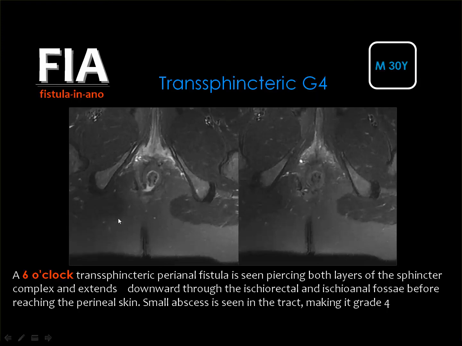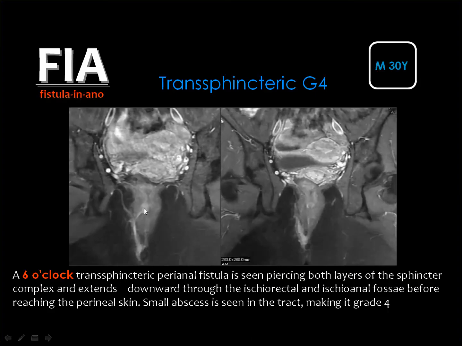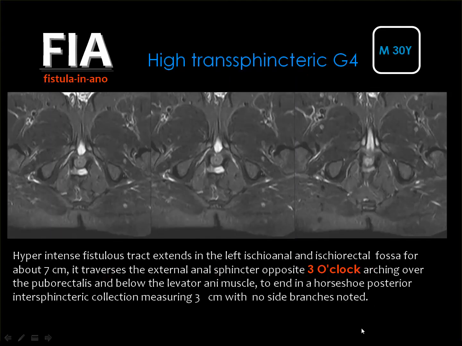If the fistula is associated with an abscess or side branch, then you consider grade 4. Here we have an internal opening at 6 o'clock, and this is the track of the fistula going through the external sphincter. In the coronal images, you can see the crossing of the external sphincter and the passage of the track through the ischial fossa, ending in this collection, which has upgraded the fistula to grade 4. And I repeat that you cannot say for sure that this collection is an abscess without injecting contrast material.